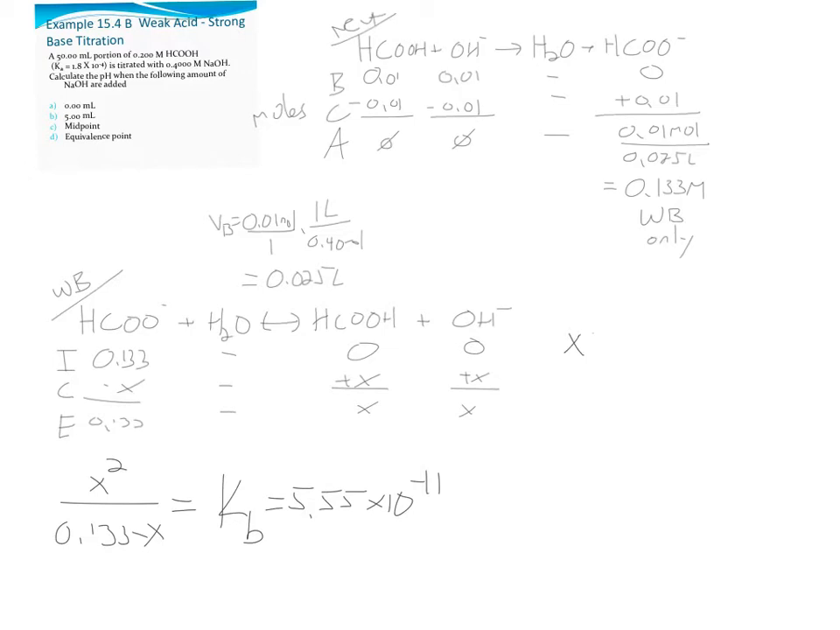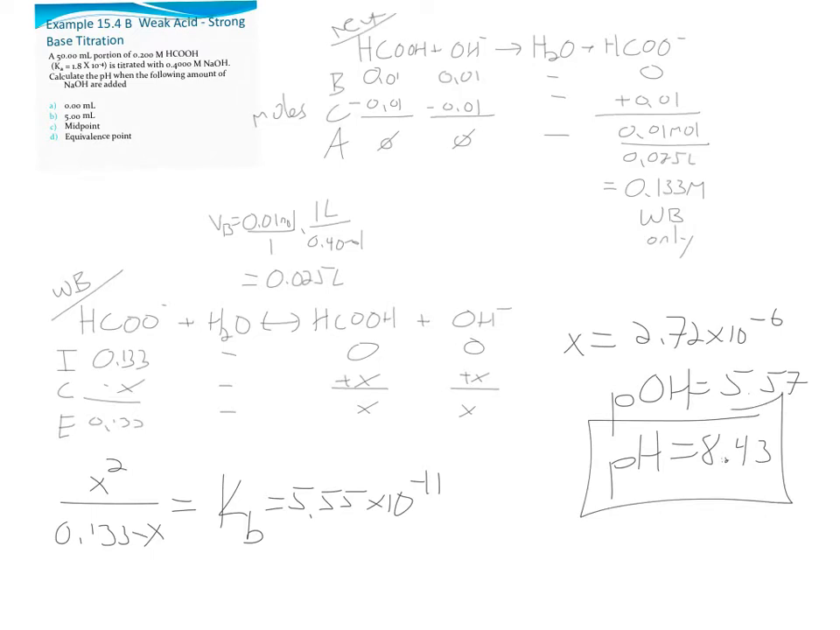Our x value here is going to come out to be the hydroxide, 2.72 times 10 to the negative 6th. Negative log of that gives me a pOH, because it's hydroxide, of 5.57 and a pH of 8.43. And we need to make sure that makes sense. We have a weak base at the equivalence point. My acid is gone. We have a conjugate base only. So if this is a base, our pH is above 7. And at the equivalence point, we should see our pH above 7. And we do.